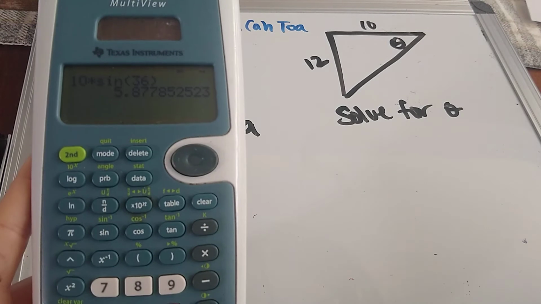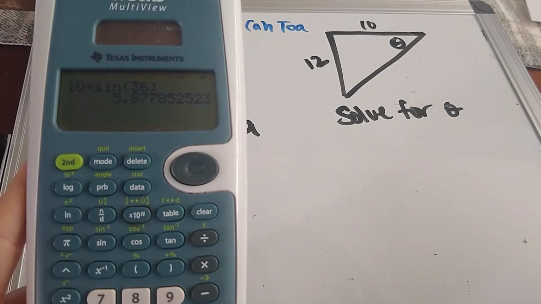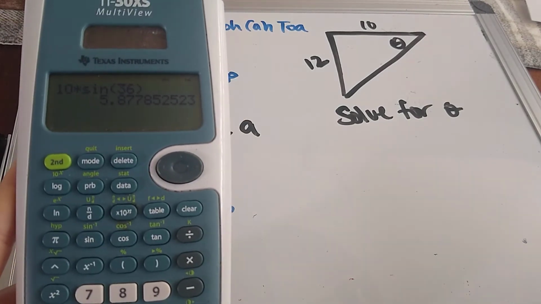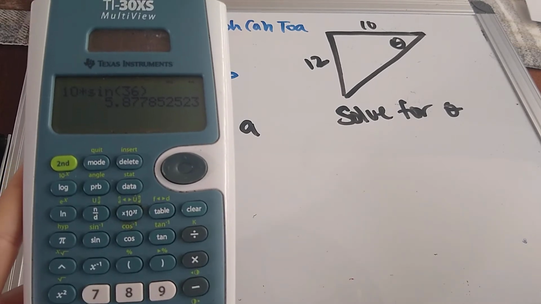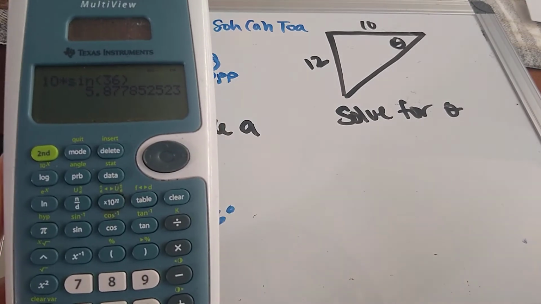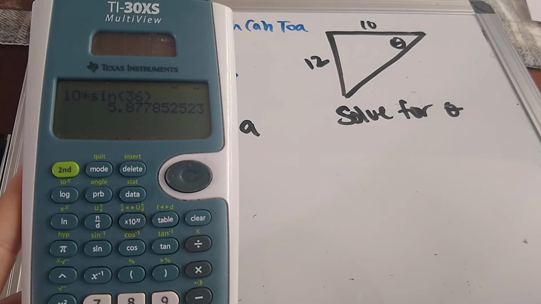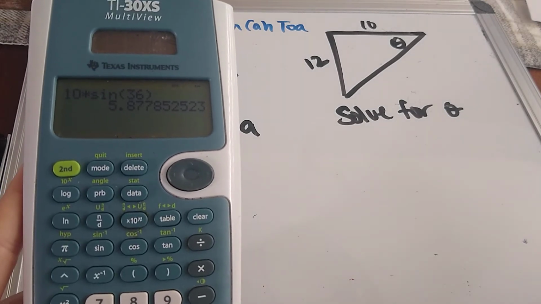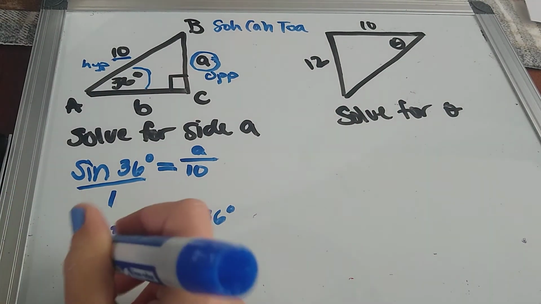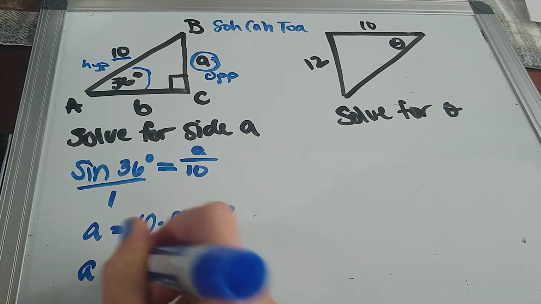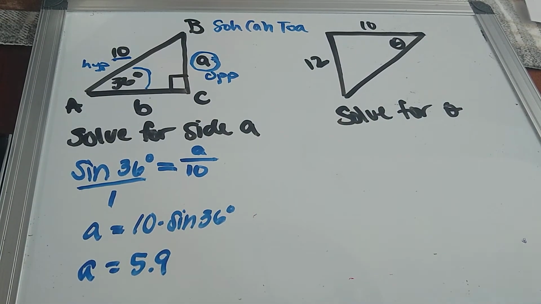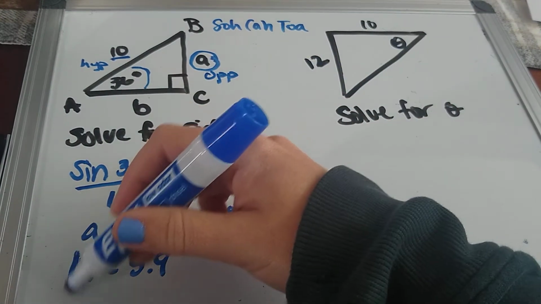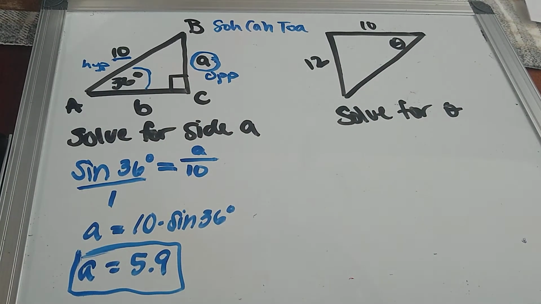5.8778552523. For this problem, depending on the instructions, it's probably going to ask you to round to the nearest tenth, maybe nearest hundredth. We'll round it to the nearest tenth, so we'll call it 5.9. So A equals 5.9. Most of the time there'll be units. There are no units on my problem, so we'll just end it with that. If there is a unit of measure, add in inches, centimeters, whatever is the length of your sides.